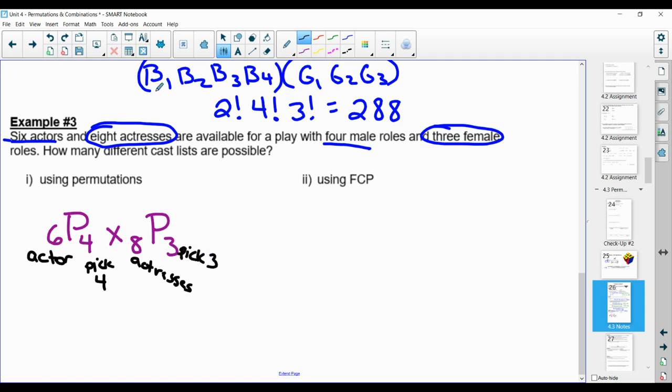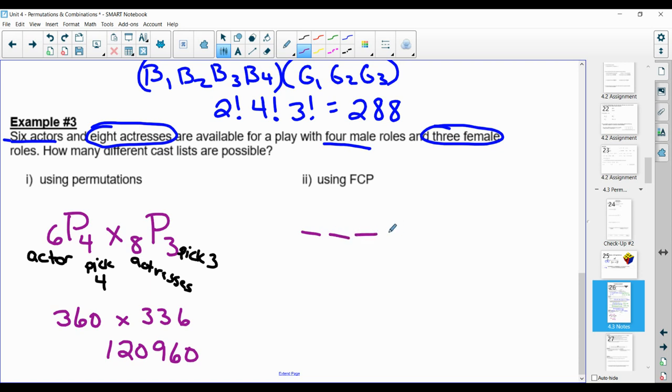Well, if we multiply that all out, we will get 120,960. So 6 pick 4 would be 360. 8 pick 3 is 336. And that gives us a total of 120,960. Now, using the fundamental counting principle, we would look at our cast list, which would be 7 people.